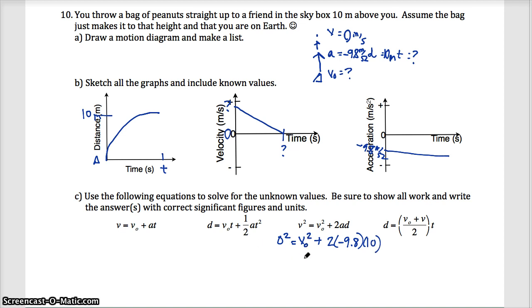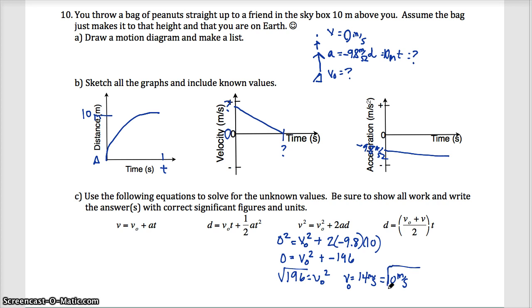So to solve, we have 0 is equal to the original velocity squared plus a negative 196. And then to get V0 squared alone, we're going to add the 196 and take it to the other side. Take the square root. And that will give you 14 meters per second, which rounds to 10 meters per second.